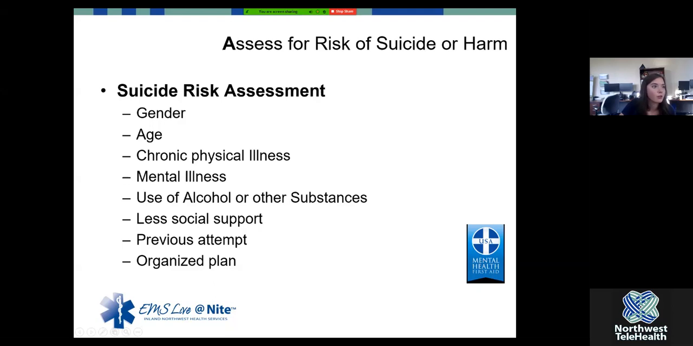Someone said mental illness and chronic physical illness, but it's actually organized plan and previous attempt. Someone said organized plan, perfect. So the biggest risk factors are previous attempt and organized plan.